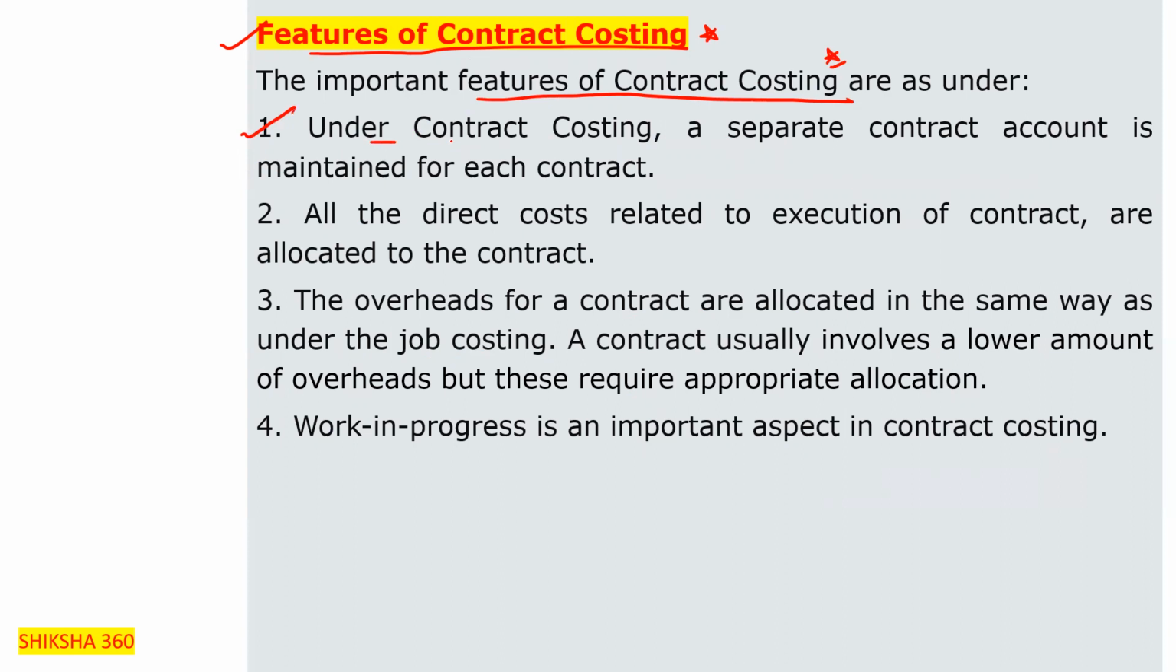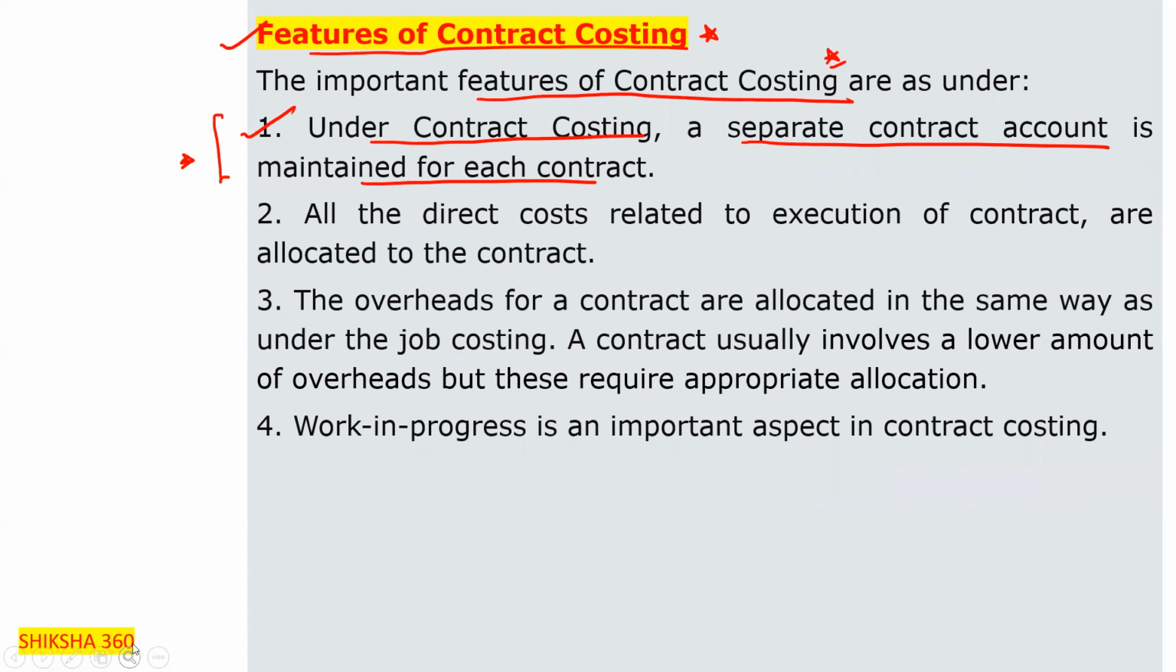First one, under contract costing, a separate contract account is maintained for each contract. Second, all the direct costs related to the execution of the contract, that is for performing the work, are allocated to the contract.